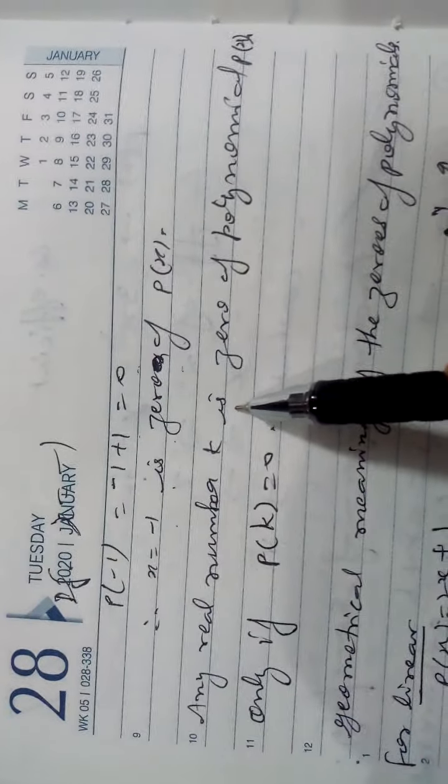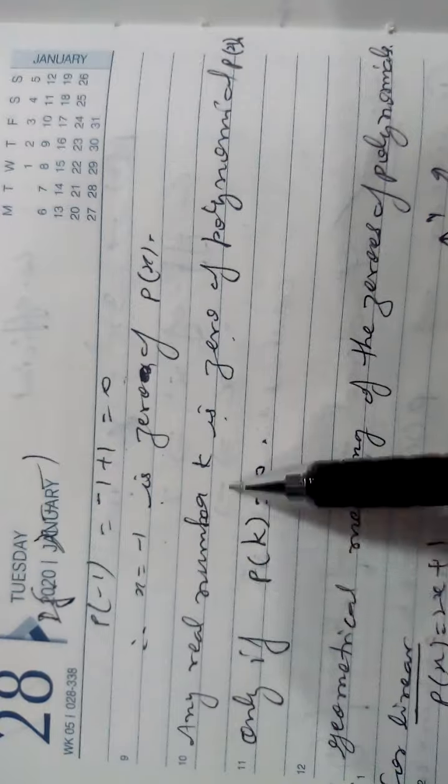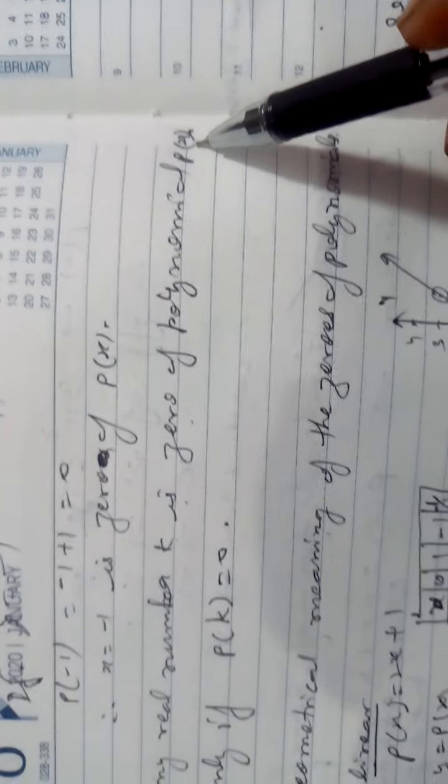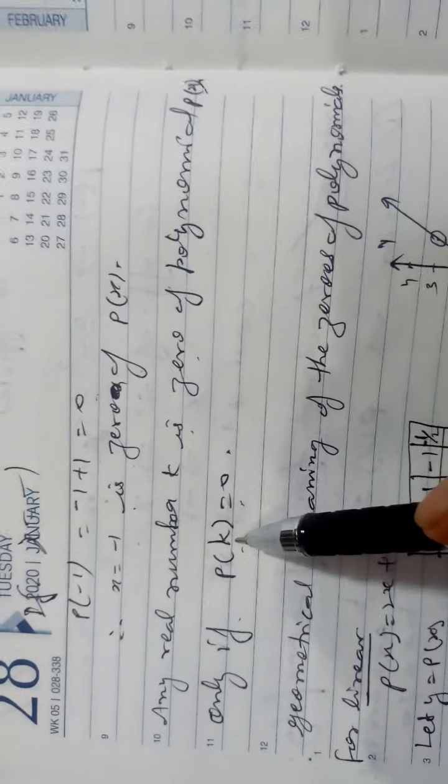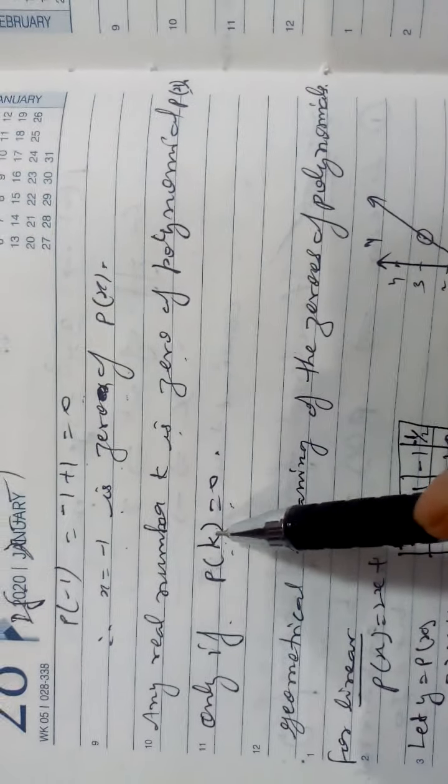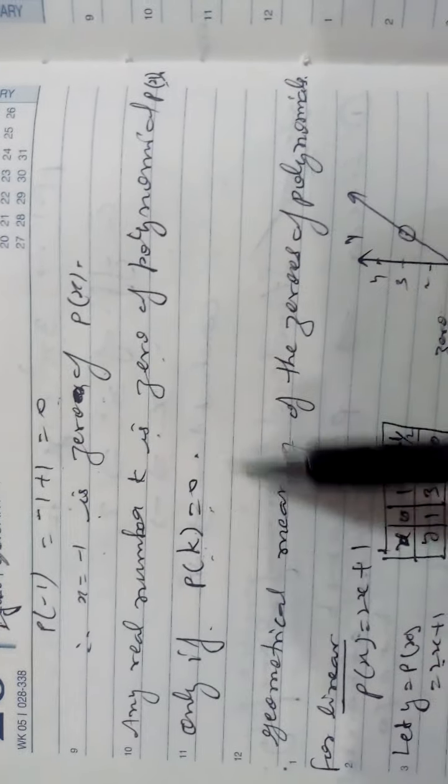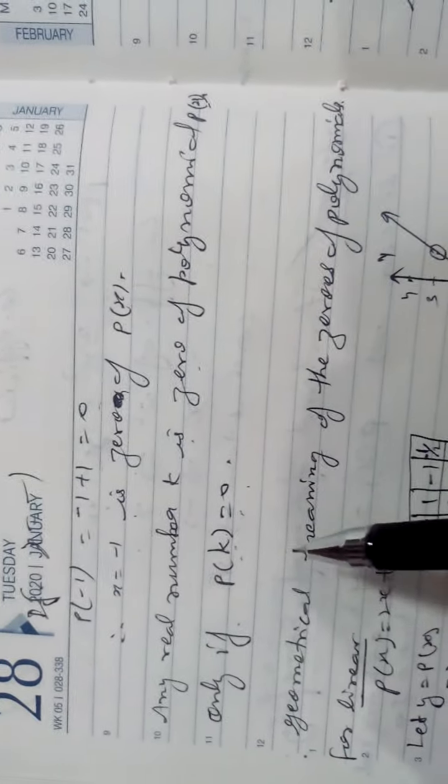Any real number k is a zero for the general form of a polynomial p(x) if and only if p(k) will be 0. Means at the place of the variable you put that number k. K is 1, 2, minus, a real number. By putting this you are getting 0. It means it will be a zero of that.